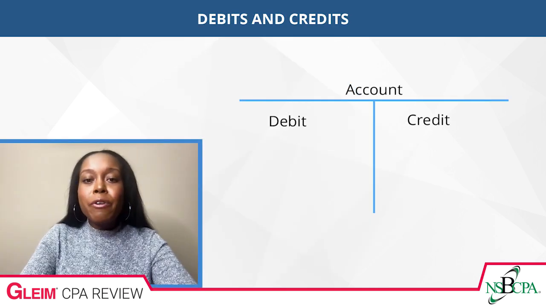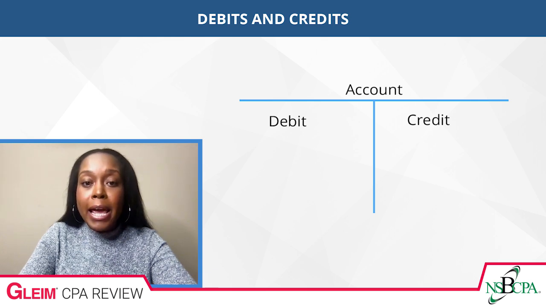Now, let's review the rules for debits and credits. Each account used by the business can be shown in this T account format. The words debit and credit simply mean left and right. The left side of the account is the debit side. The right side of the account is the credit side.